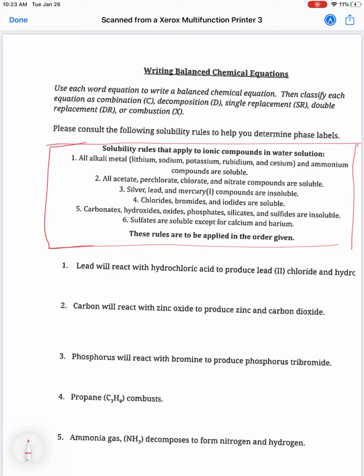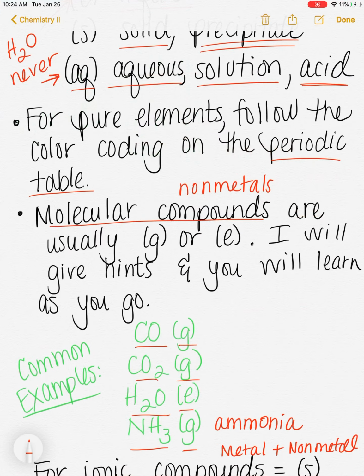You have to read and apply these in order. And if there's two rules that seem to contradict each other, the rule that's higher up on the list will win. And that's the one that you're going to go with. I will always give you these solubility rules on quizzes and tests. So you don't have to memorize them, but we want to work on using them today.